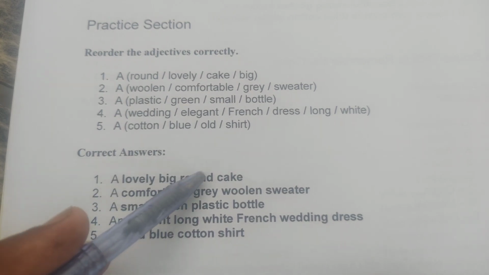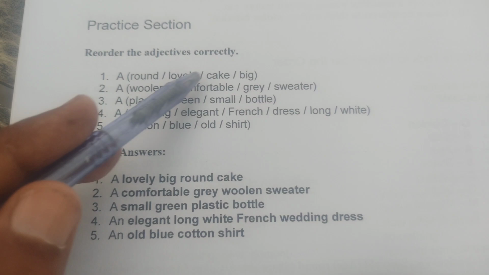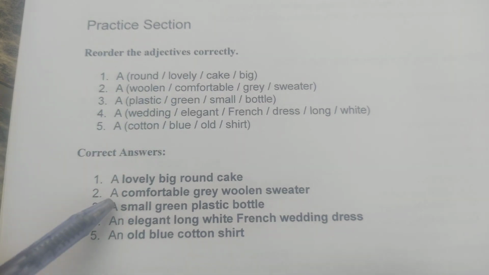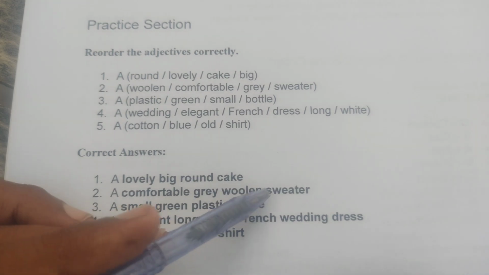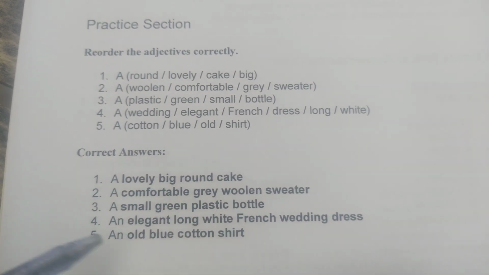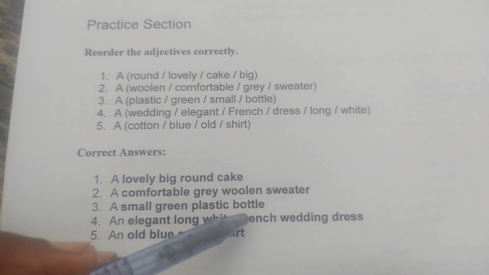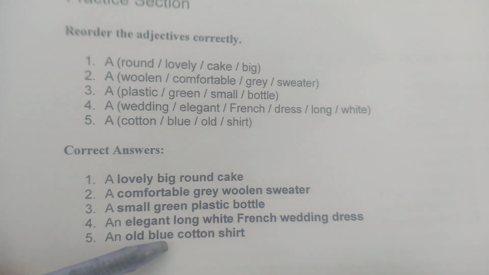A lovely big round cake. A comfortable grey woolen sweater. A small green plastic bottle. An elegant long white French wedding dress. An old blue cotton shirt.